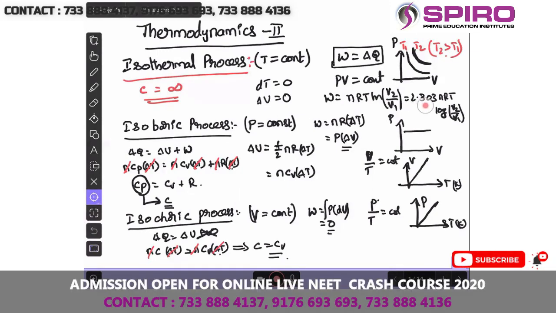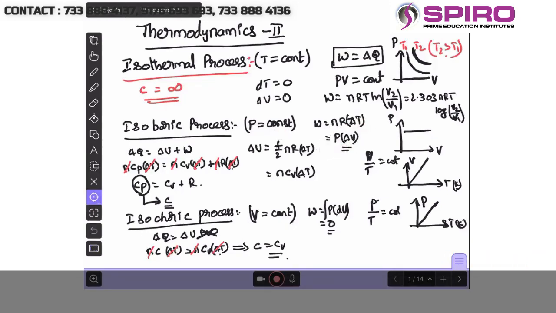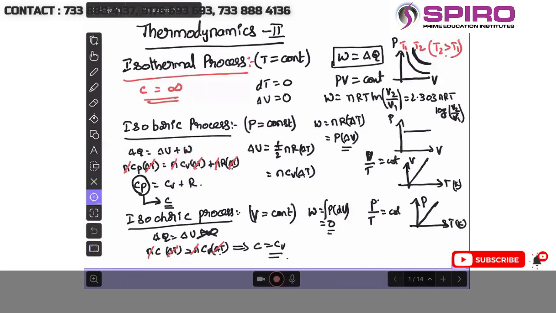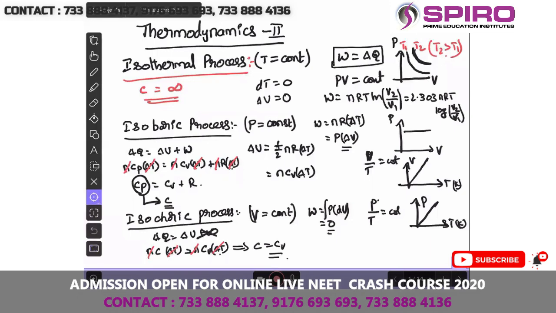The isobaric process is a constant pressure process. The pressure is taken to be constant and work done is nR delta T, also written as P into delta V. In the indicator diagram, the pressure coordinate will be constant. As far as the first law of thermodynamics is concerned, delta Q can be written as Cp delta T, delta U is Cv delta T, and W is nR delta T. After making possible cancellations, you will get Cp equal to Cv plus R.